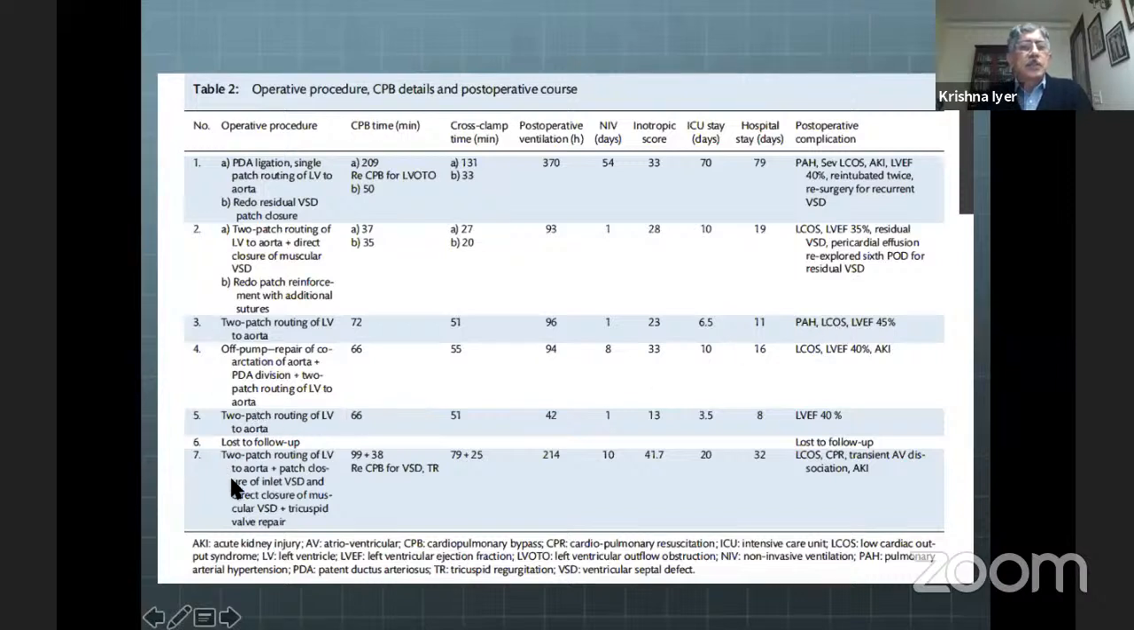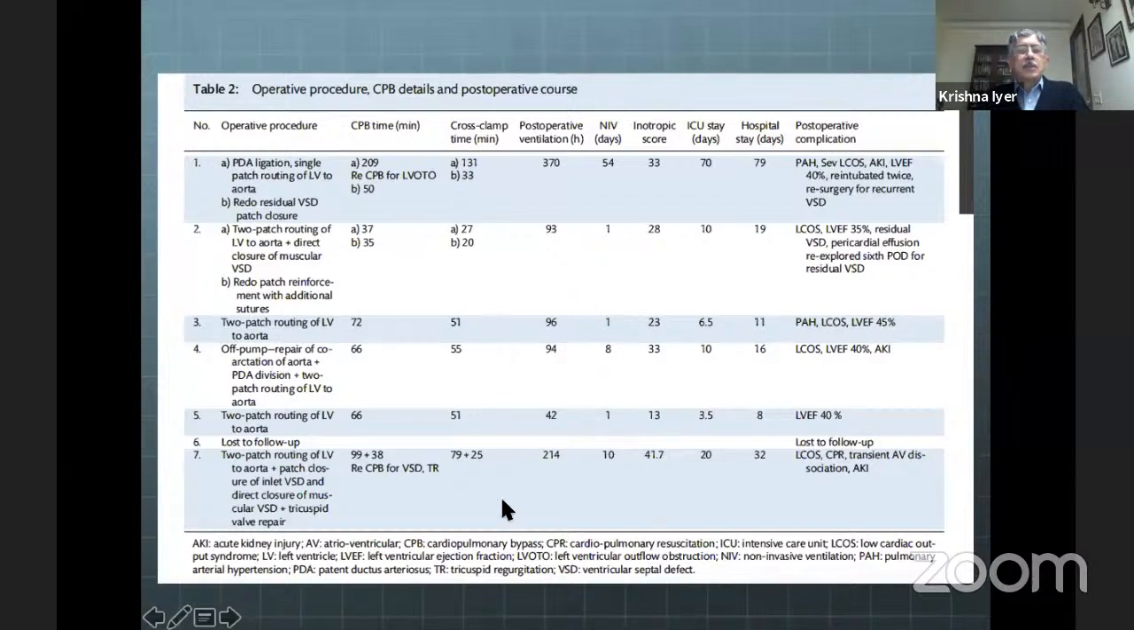As I mentioned, of the 7 patients, 6 underwent surgery. All 6 had intracardiac tunneling of the left ventricle to the aorta. In 4 of them, it was with 2 patches. In the first 2, we used a single patch, but as you can see from here, both those patients required reoperation for patch dehiscence. However, all of them did leave hospital alive and well. As we got better with the diagnosis and management, the hospital stays reduced.